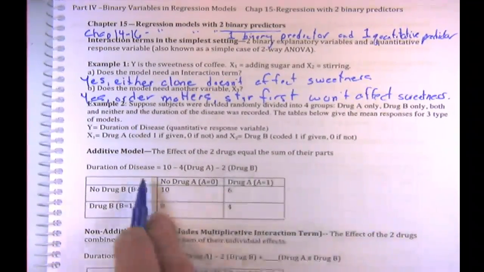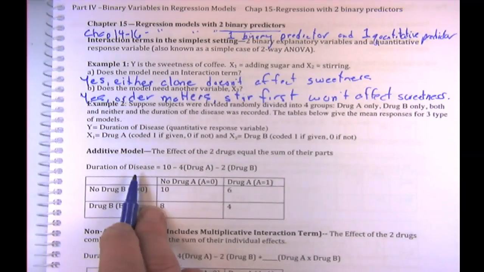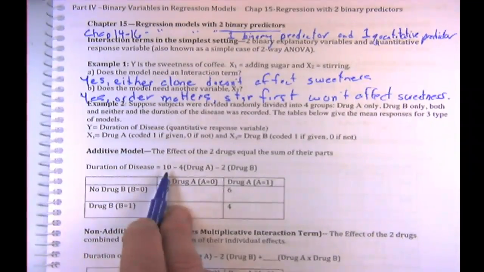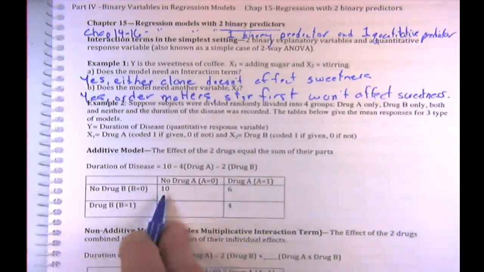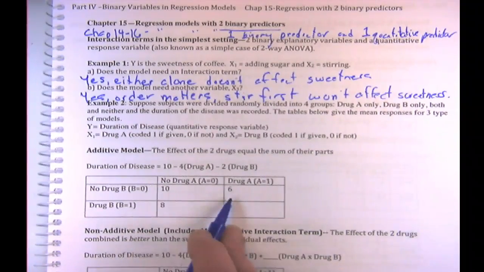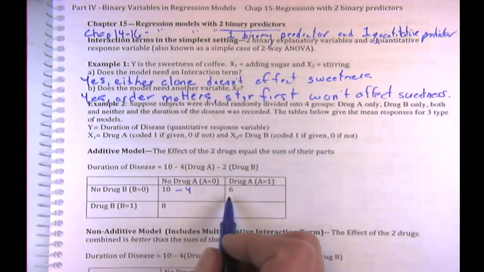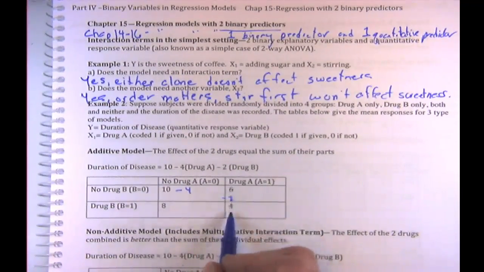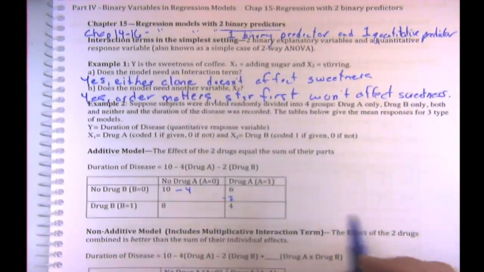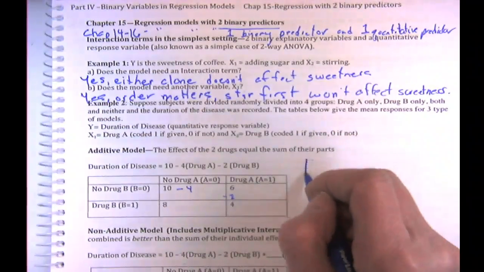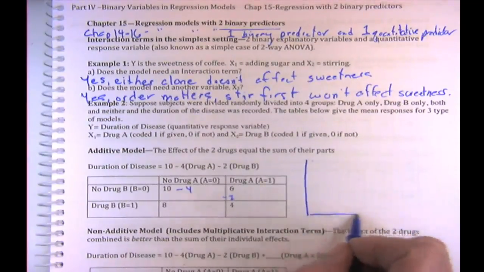What that means is that the effect of the 2 drugs just equals the sum of their parts. So for example, if we look at this model here, it says how many days your disease lasts. Let's say it was a cold. How many days your cold lasts when you have no drugs is 10. And then drug A will reduce it by 4 days down to 6. And then drug B will reduce it by another 2 days, 6, and you get 4. So the idea would be, if you graph this, you'd get parallel lines. You'd have the same slope.